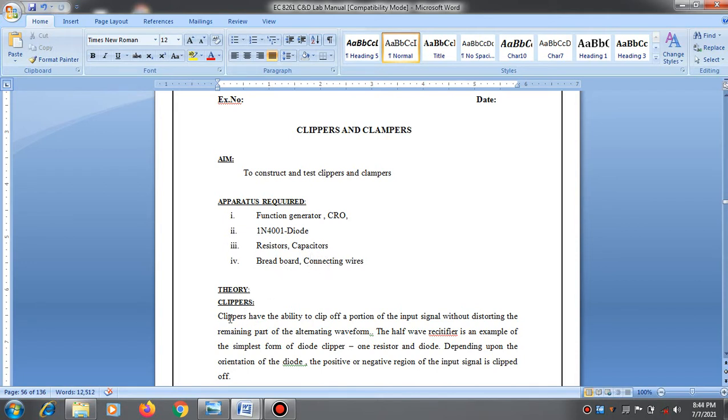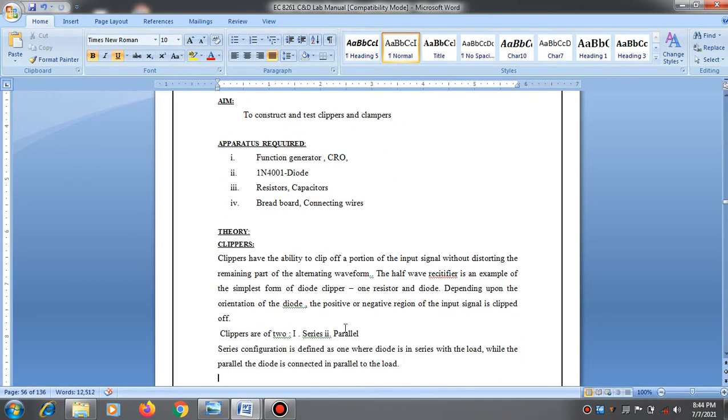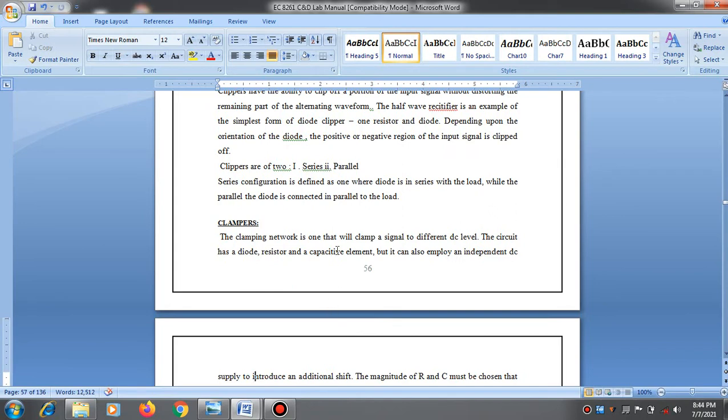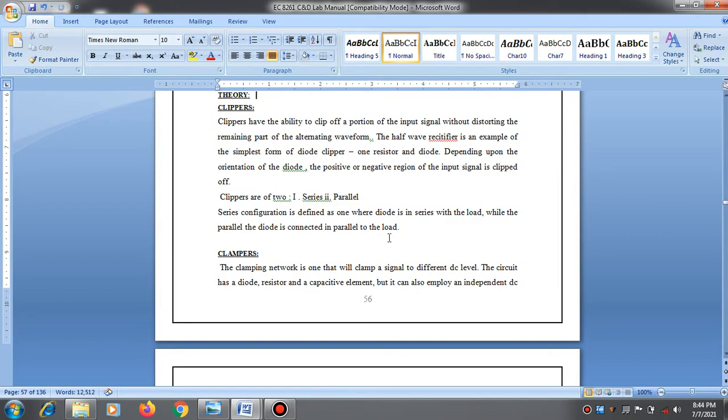Clippers are used to clip off a portion of the input signal without distorting the remaining part of the alternating waveform. And clampers are networks that clamp a signal to a different DC level. So we are going to do this experiment by the use of a circuit diagram.